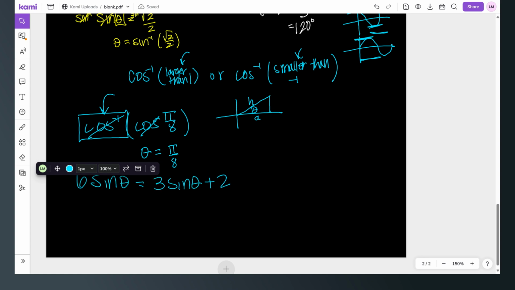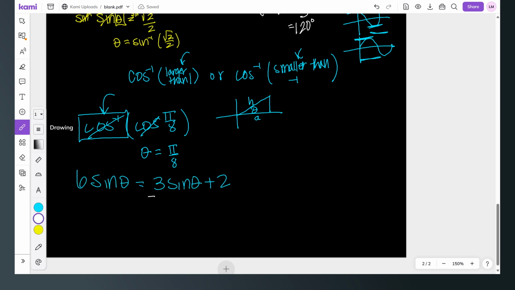First, I'm going to subtract 3 sine theta from both sides. So I have a positive 6 sine theta minus 3 sine theta. That leaves 3 sine theta equals 2. I'm solving for sine theta because I'm going to take sine inverse in just a second. So sine theta equals 2 over 3.